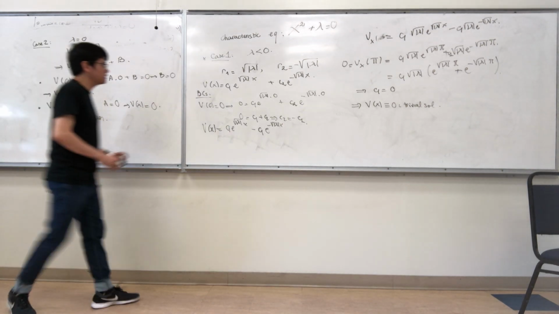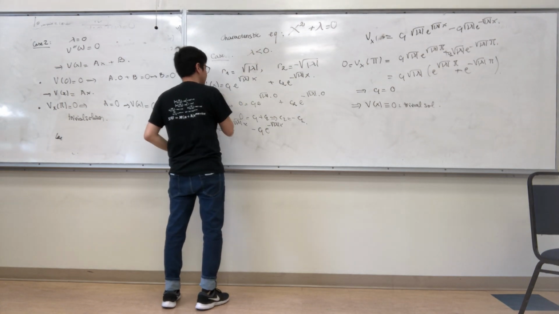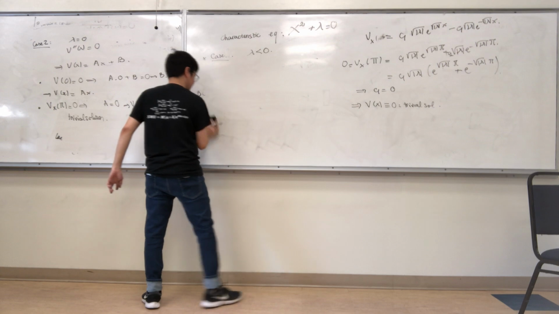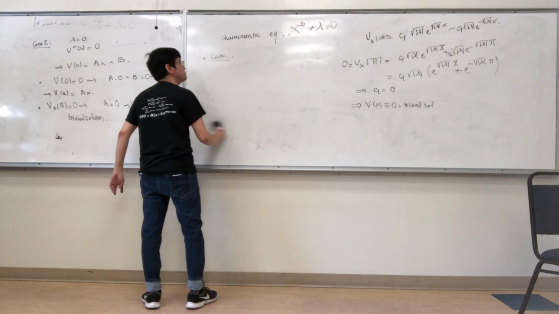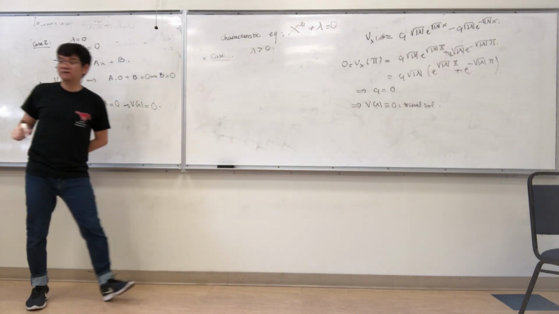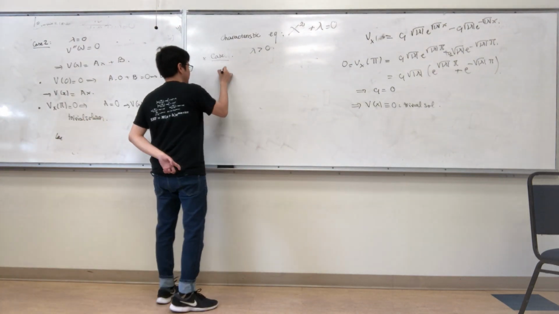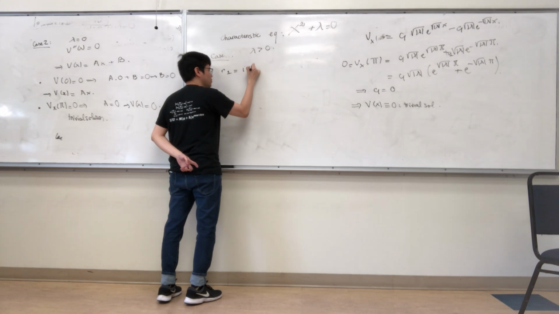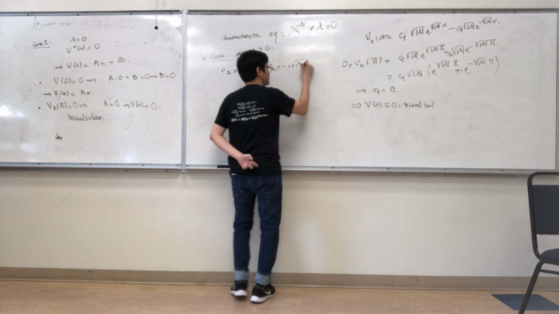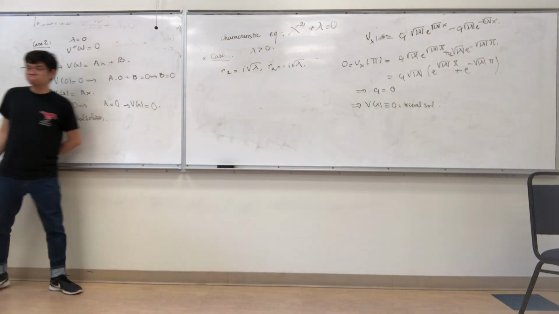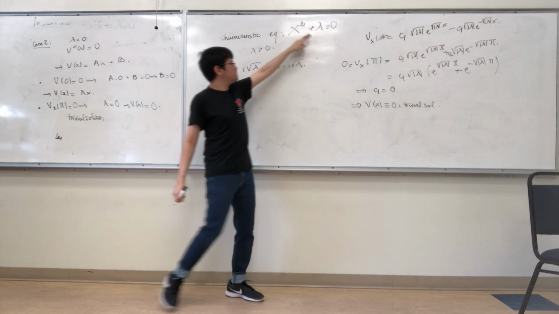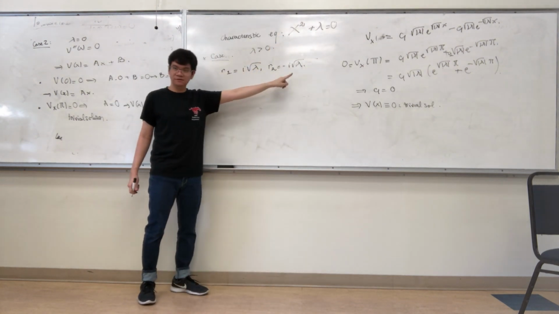Now the last case is lambda is positive. So when lambda is positive, you have two roots that contain the i. So the first root will be i square root of lambda, and the second root will be minus i square root of lambda. That should be the i, because r squared plus lambda is 0, so you should have i here.